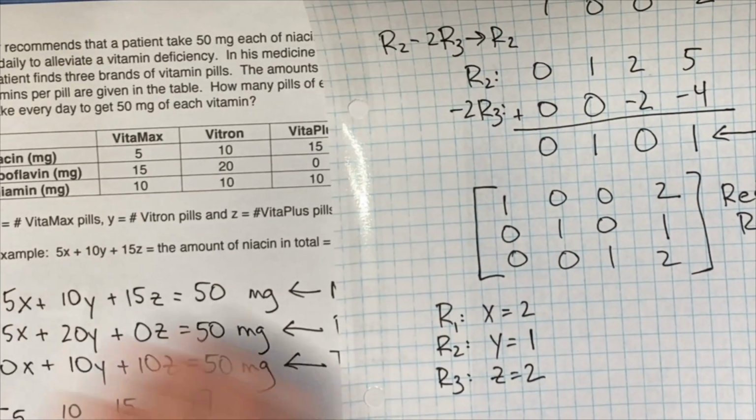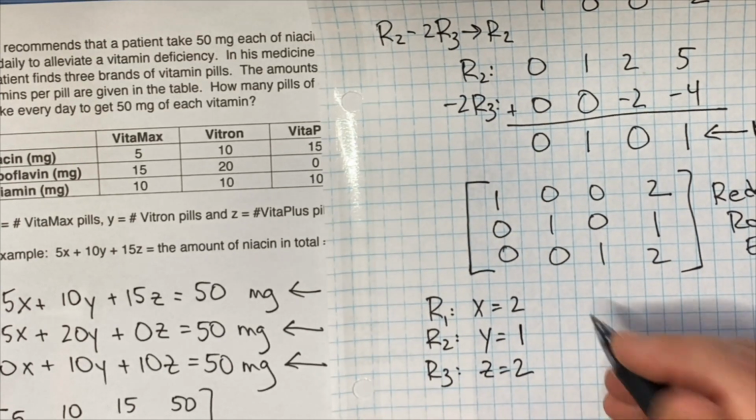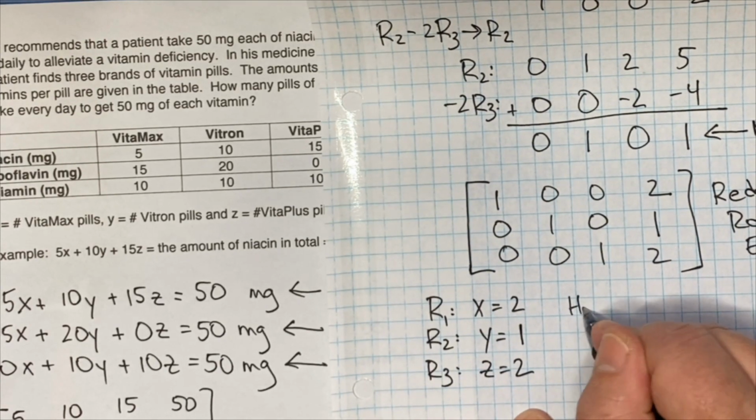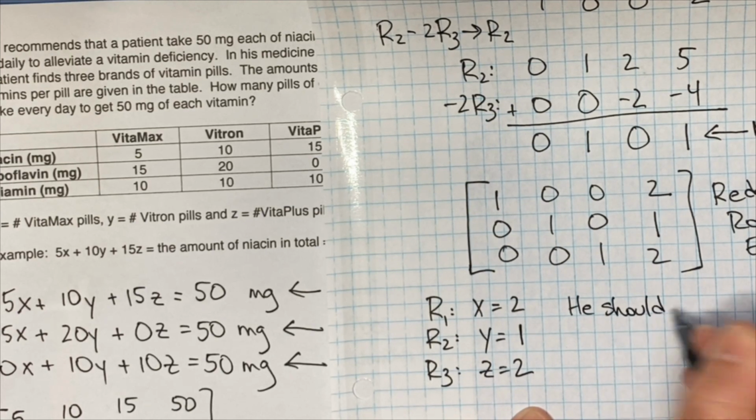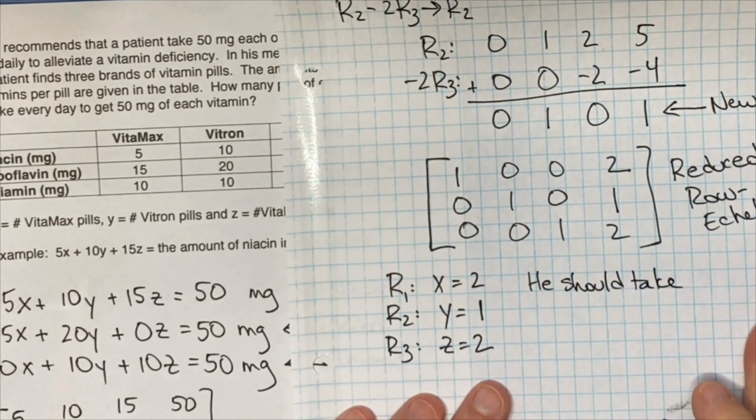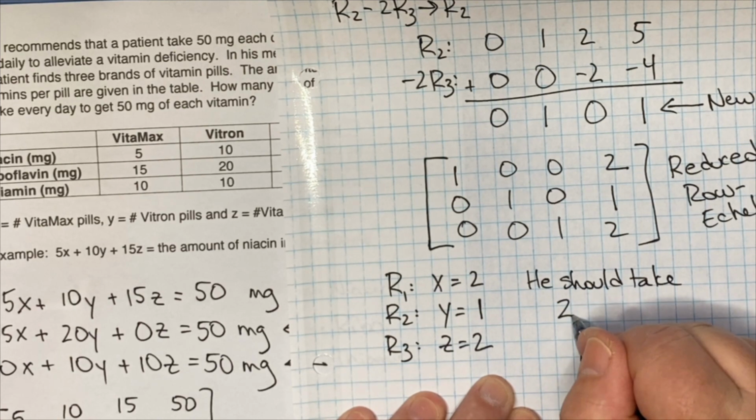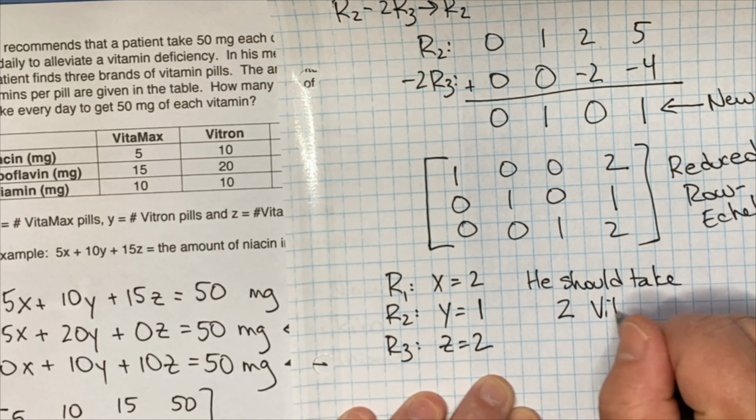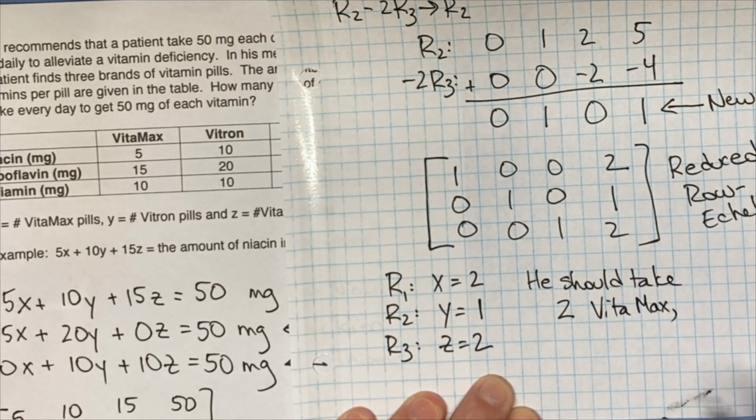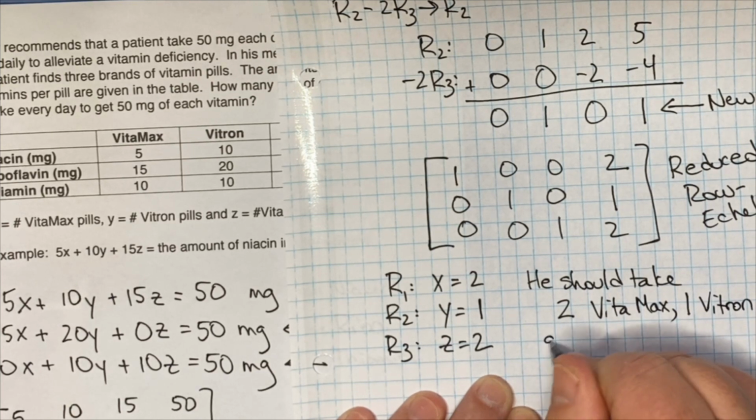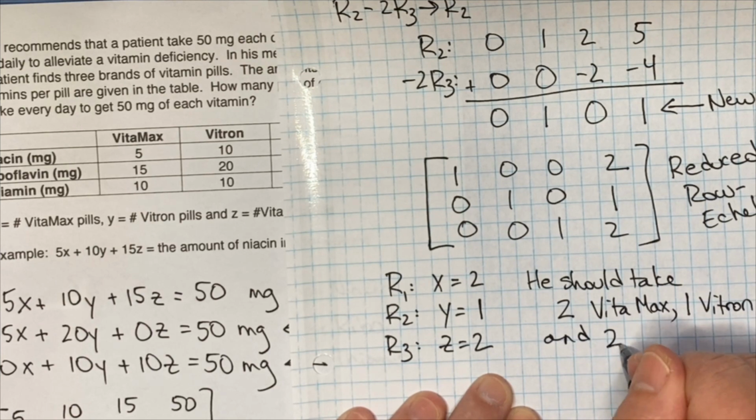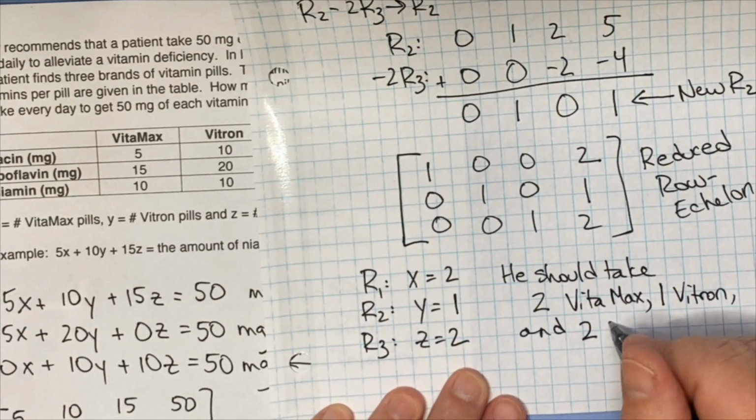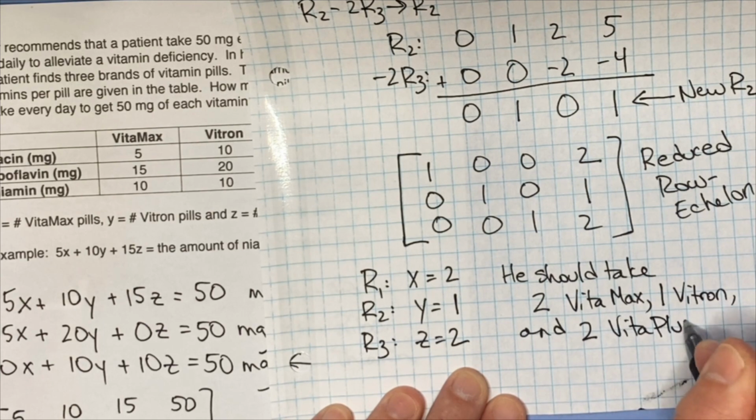Okay, so I would like to use, he should use, not me, he should take 2 Vitamax, 1 Vitron, and 2 Vita Plus. Okay.